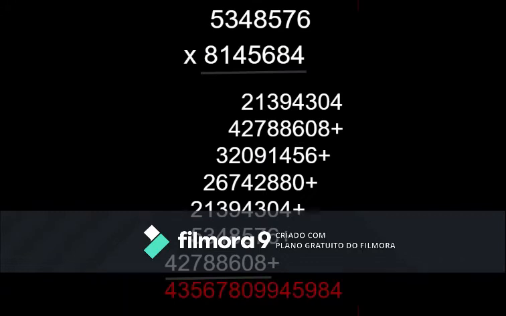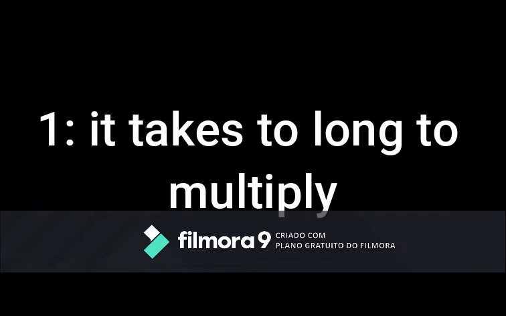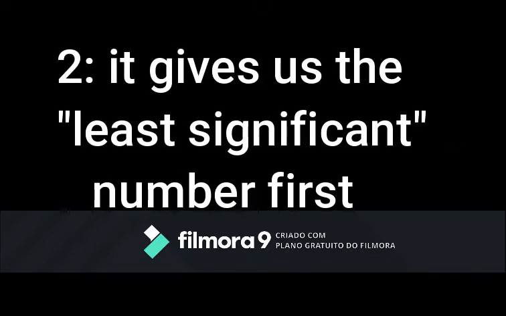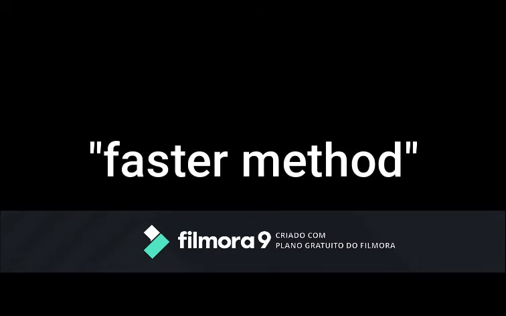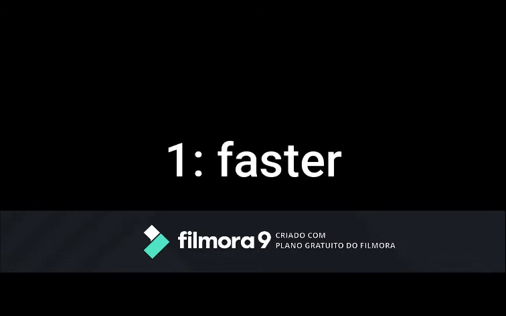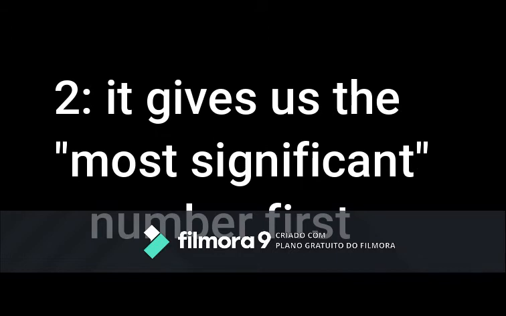And the main problems of this method are: 1. It takes too long to multiply, and 2. It gives us the least significant number first and the most significant number last, making us do all that process that I described before. And the faster method is basically the opposite of that. It is faster, as you already noted, and it gives us the most significant number first, solving the two main problems of the other method.